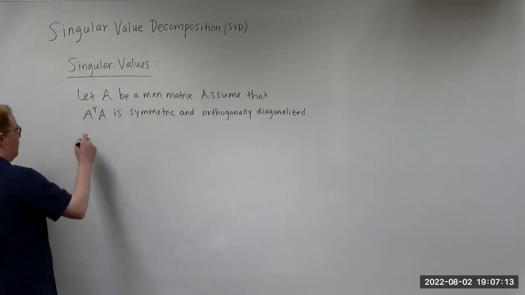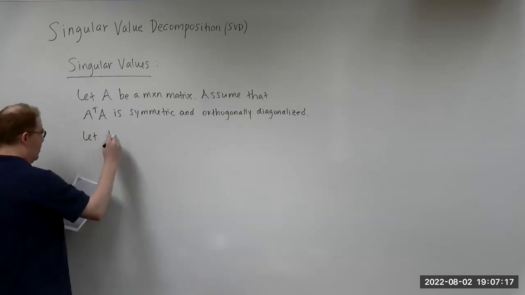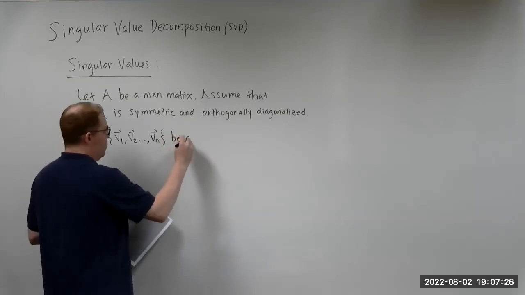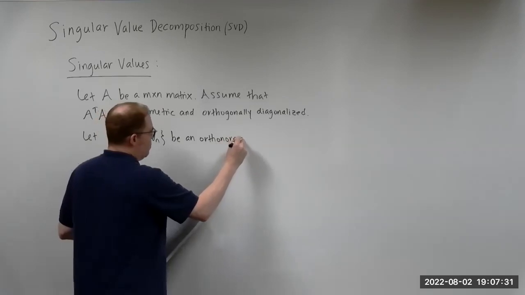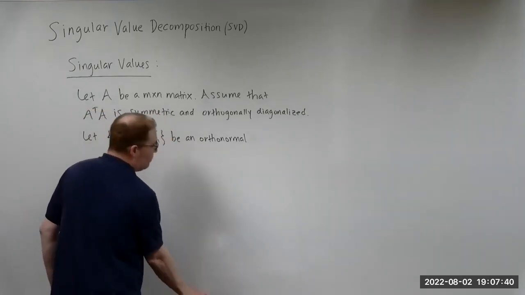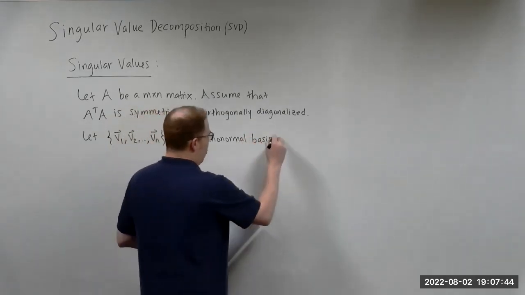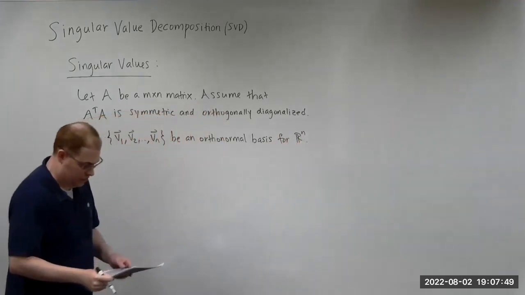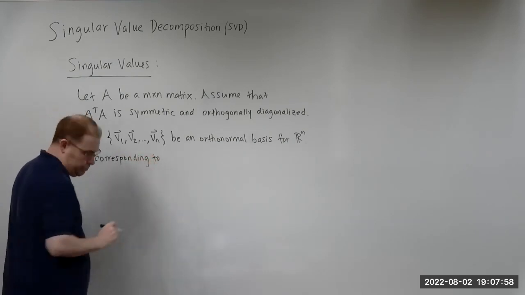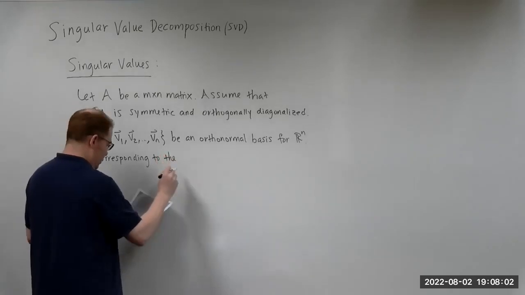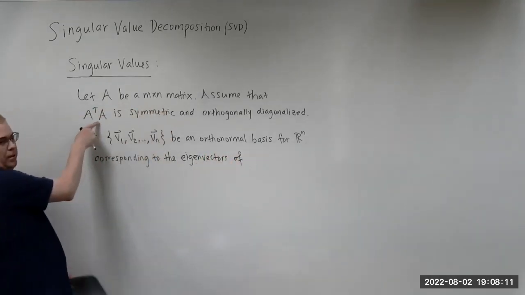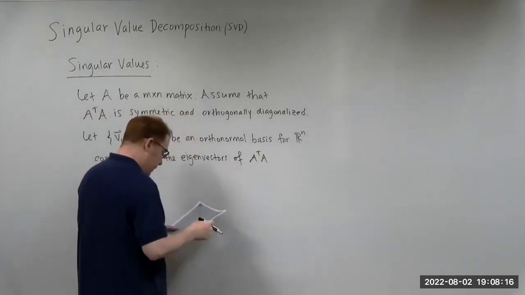Okay. So we have a collection of vectors here. So we're gonna call this V1, V2, up to Vn. Be an orthonormal set. Okay, not only that, well, it's an orthonormal basis for our vector space R^n. Okay, corresponding to eigenvectors of this matrix, A transpose A. Okay.